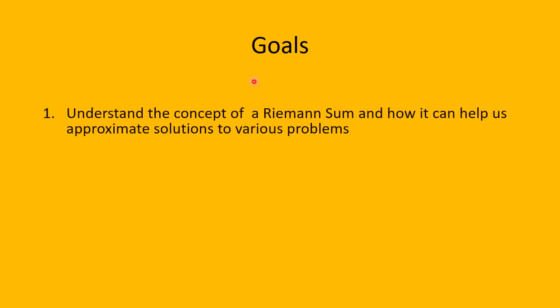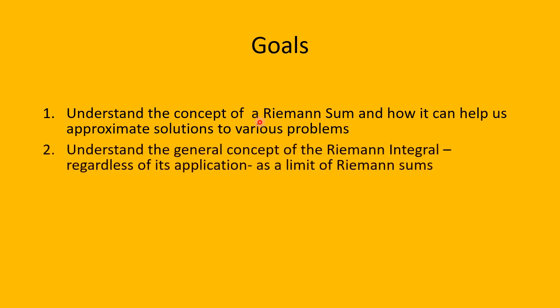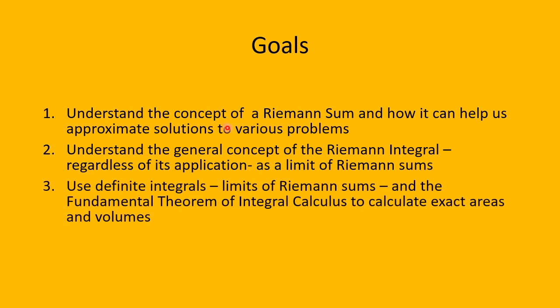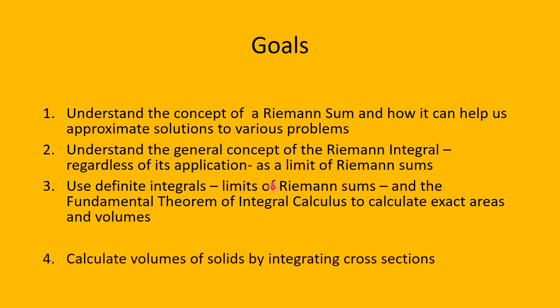Our goals in this video are to first understand the concept of a Riemann sum and how it can help us approximate the solutions of various problems involving areas and volumes. Secondly, understand the general concept of the Riemann integral, regardless of its application, as a limit of Riemann sums. Third, use definite integrals, which are limits of Riemann sums, and the fundamental theorem of integral calculus to calculate exact areas and volumes. And fourthly, noticing what we did in number 3, we will see how to calculate volumes of solids by integrating cross sections of that solid.